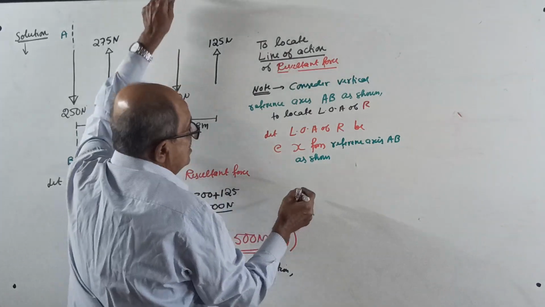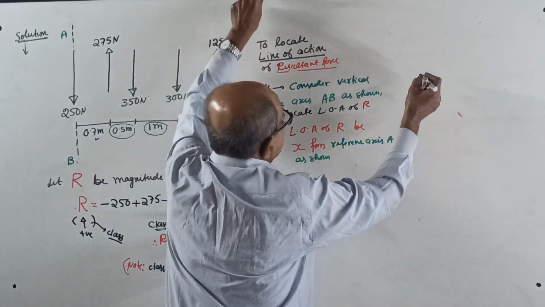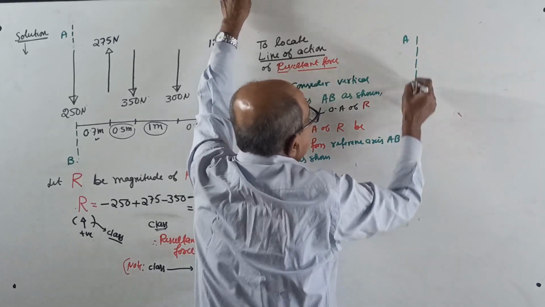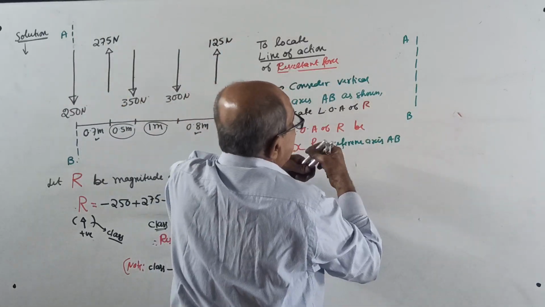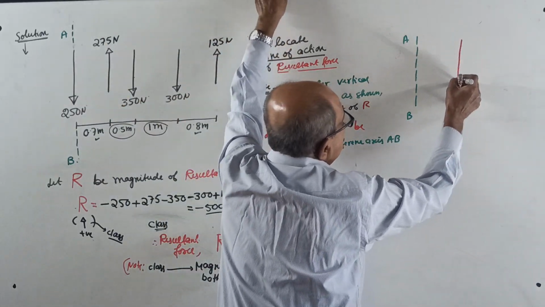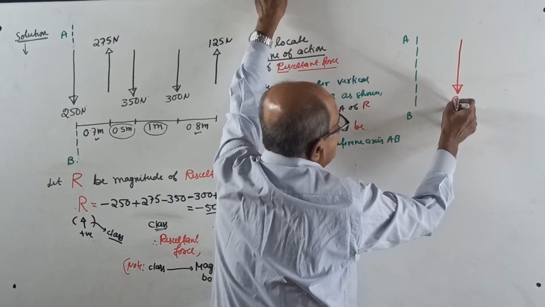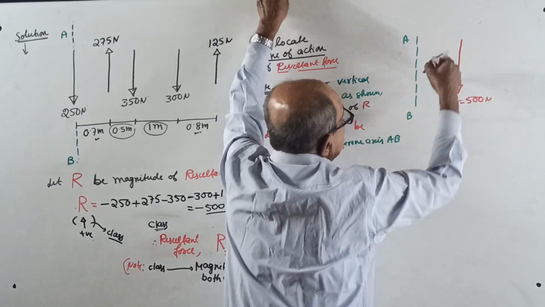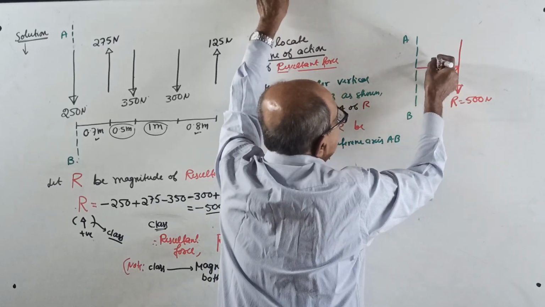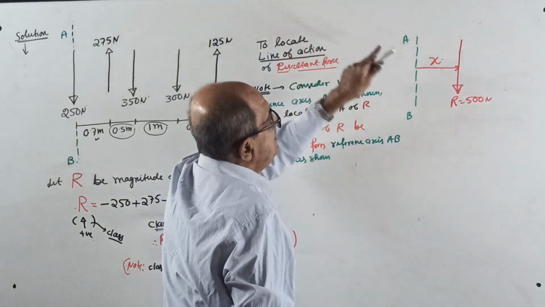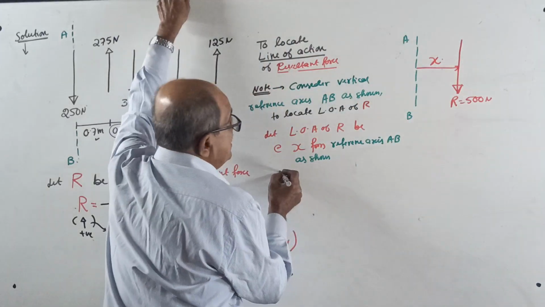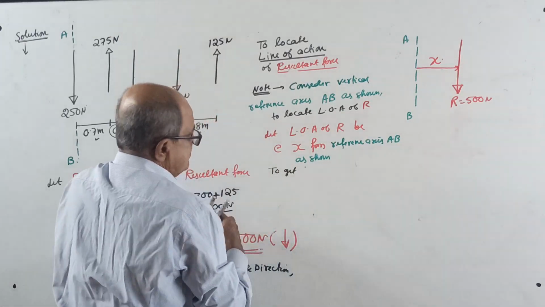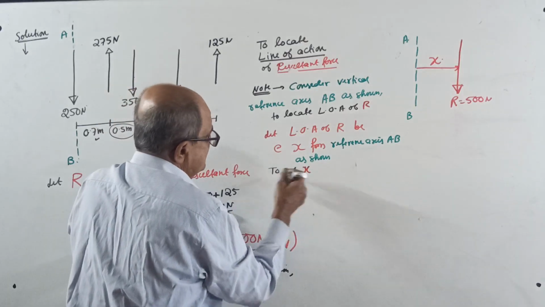Do one thing. Show somewhere here the reference axis, the same reference axis AB. This is AB, outside right, same AB. Resultant is somewhere here. We don't know where. We already know resultant R equals 500 Newton, direction down. This distance is x. From here to there is x. Now, you show that sketch to get x.